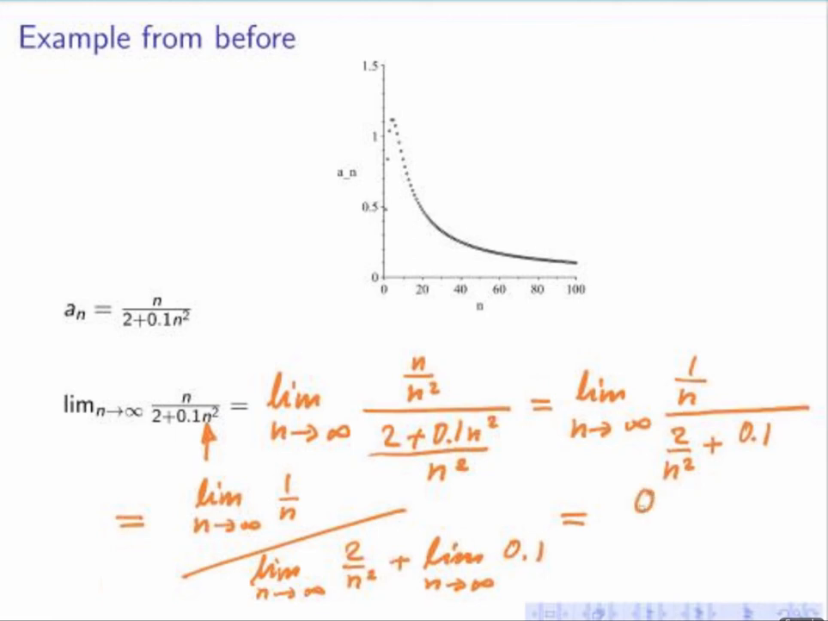So what we get is 0 divided by 0 plus 0.1. So we are not dividing by 0, which means the 0 in the numerator gives us the result. So the whole thing converges to 0, and this is what I claimed.